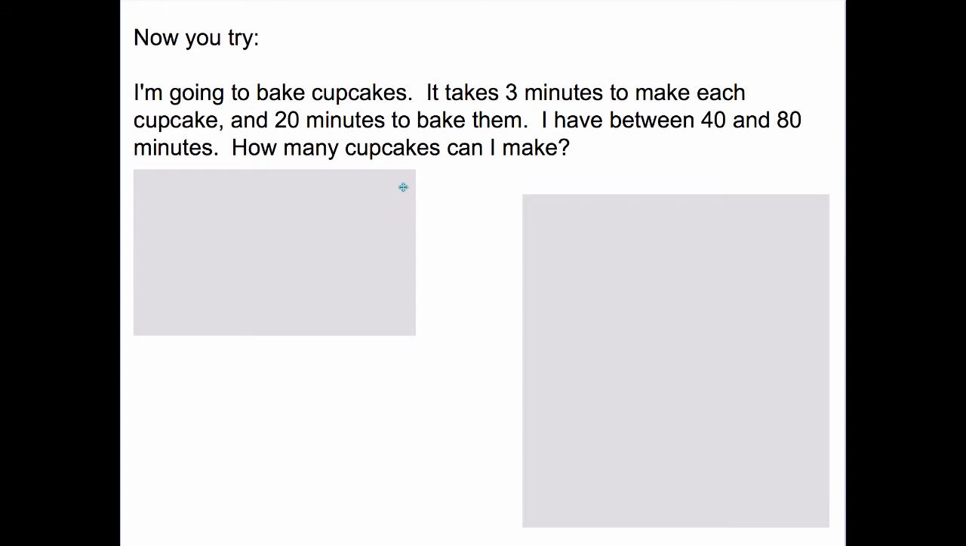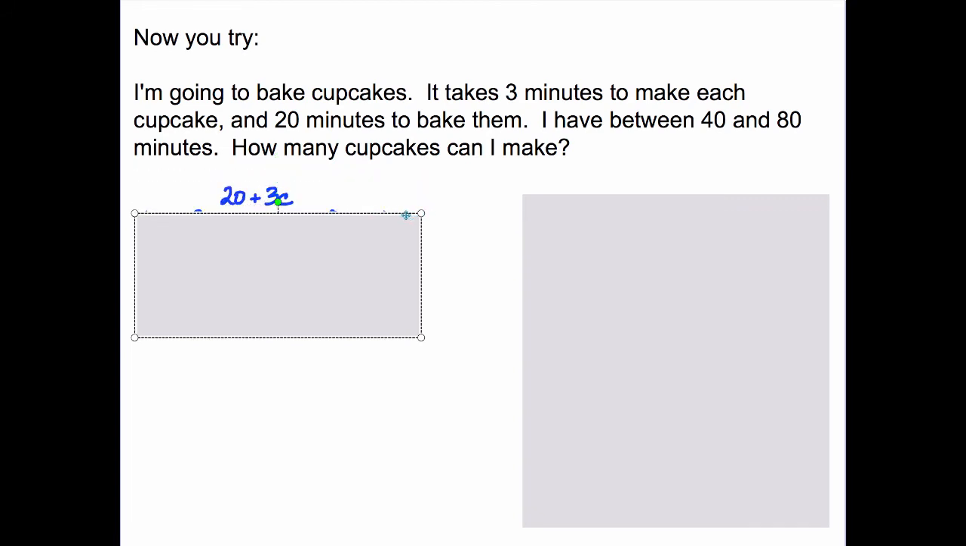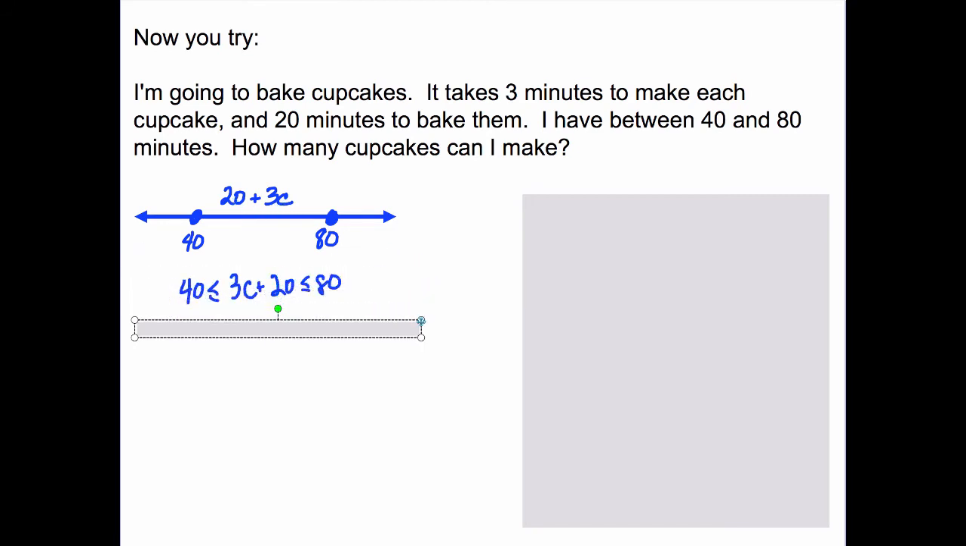Okay, here's a model of the problem. We'll start by noting that the amount of time it's going to take us is 3 times the number of cupcakes plus 20 minutes. On a number line, that looks like this. The total time is going to take between 40 and 80 minutes, and the actual time is 3 times the number of cupcakes plus 20. And I can write that as an inequality this way: 40 is less than or equal to 3c plus 20, which is less than or equal to 80.